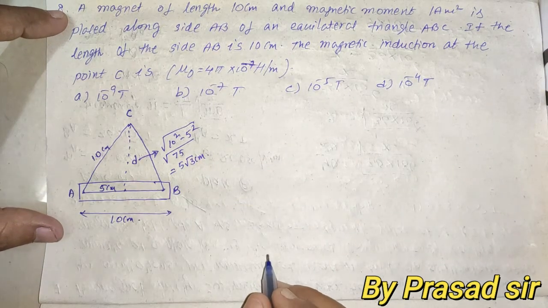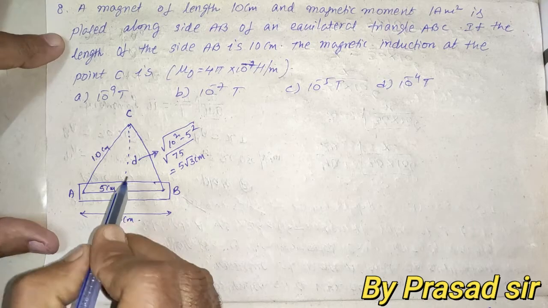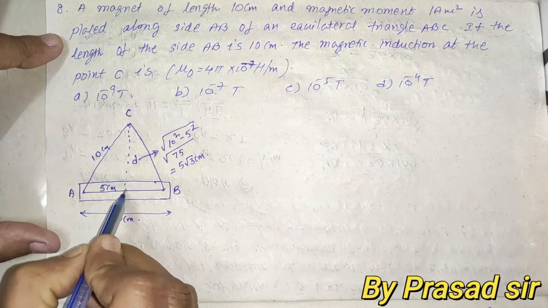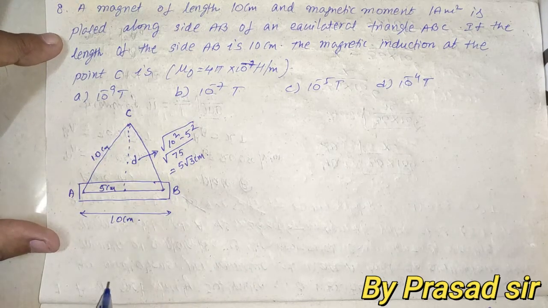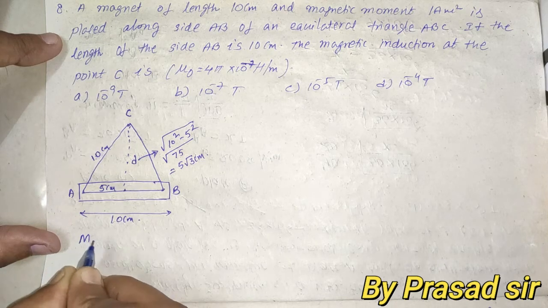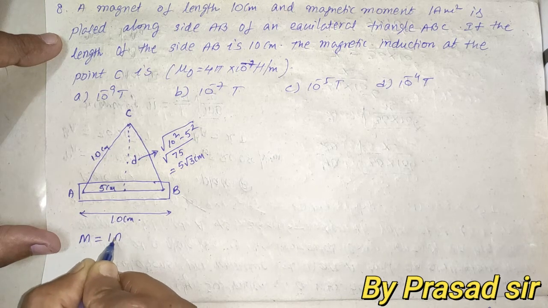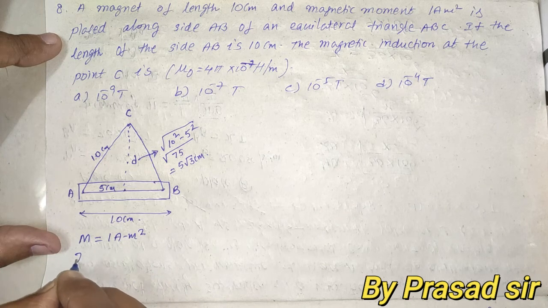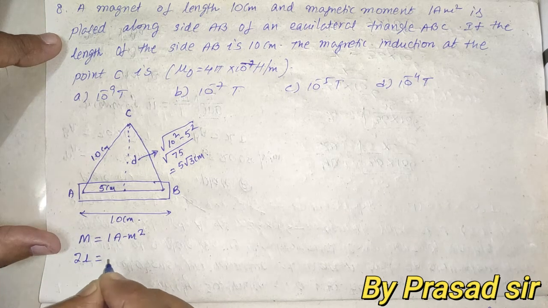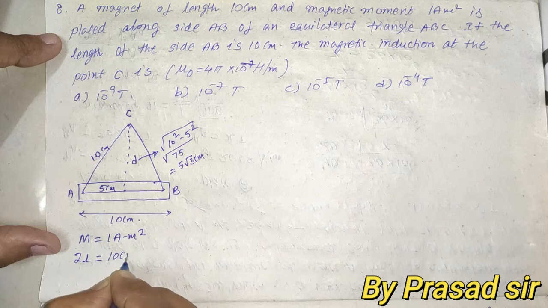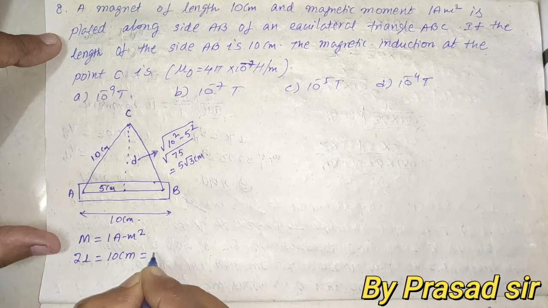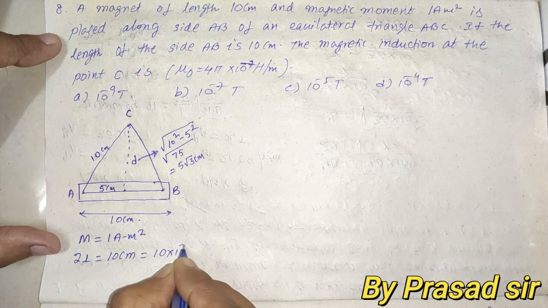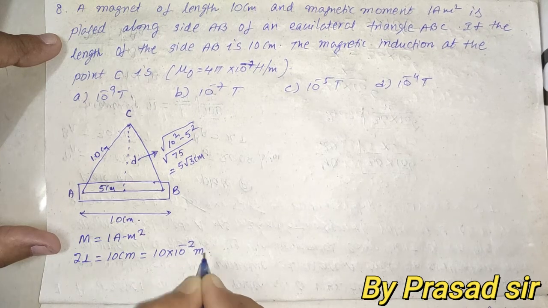So it is given like this. Then afterwards here distance we calculated from here to here. One thing we have to remember here, magnetic moment capital M is equal to 1 ampere meter square is given, and magnet length 2L is equal to 10 centimeters is given. That is nothing but 10 into 10 to the power of minus 2 meters.